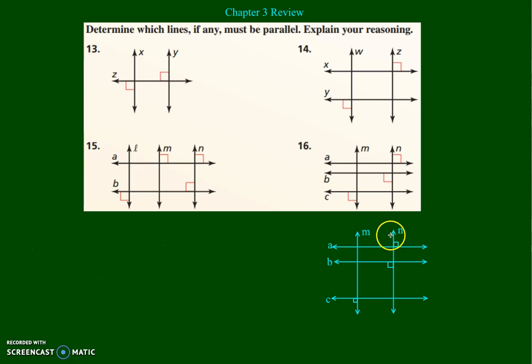In problem 16, we have a slightly more complicated situation. Here we have line M, line N, A, B, and C. Line A is perpendicular to line N, and line B is perpendicular to line N. So again, we have two lines perpendicular to the same transversal, so we can see that line A is parallel to line B. So that's our first condition.